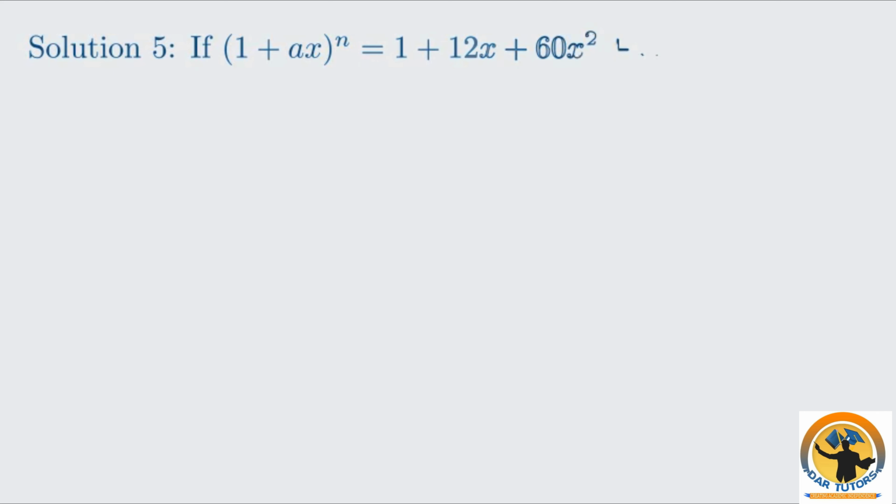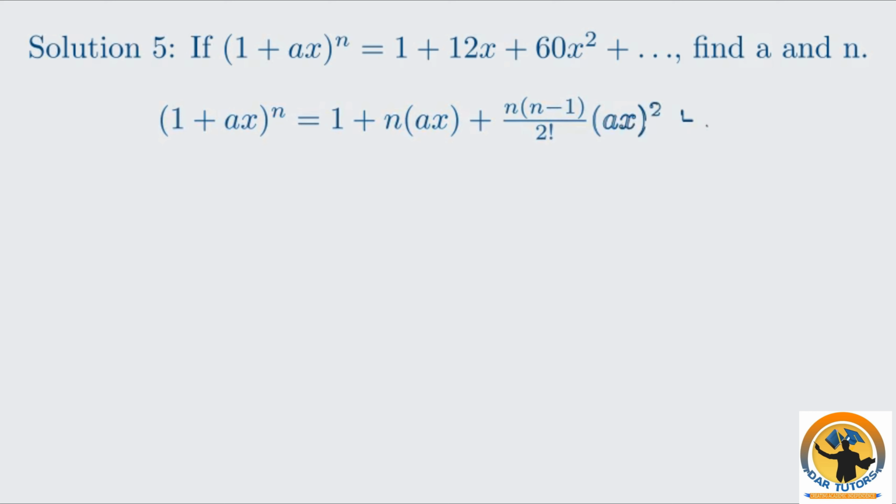Here is the solution to the fifth and final question. Question 5 states that the expansion of (1 plus ax) to the power of n is 1 plus 12x plus 60x squared. We need to find a and n. We expand the left side using the rational power formula. The expansion is 1 plus n times ax plus n(n minus 1) over 2 factorial times (ax) squared. Comparing coefficients with the given expansion, we get two equations. Comparing the x terms gives na equals 12. Comparing the x squared terms gives n(n minus 1) a squared over 2 equals 60.